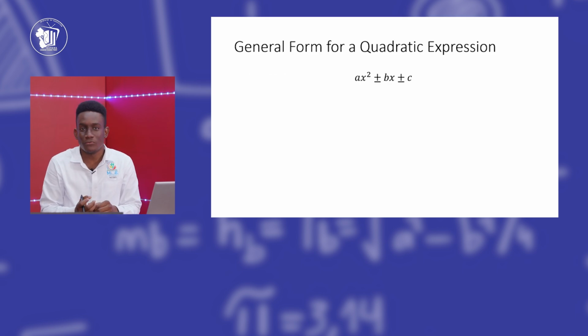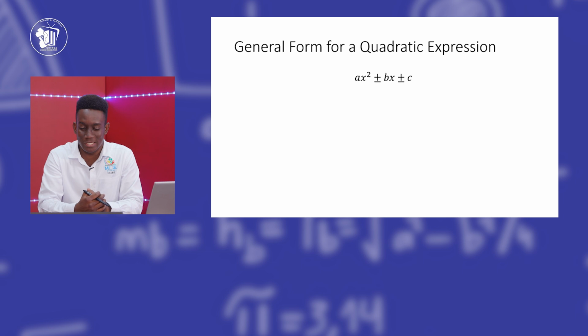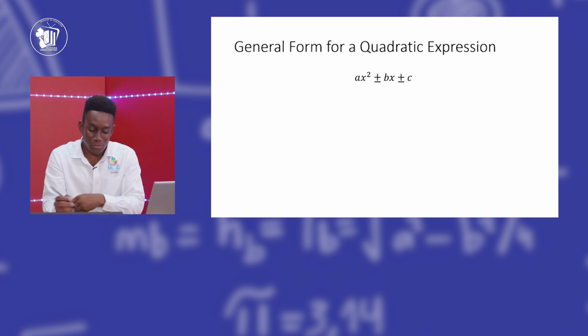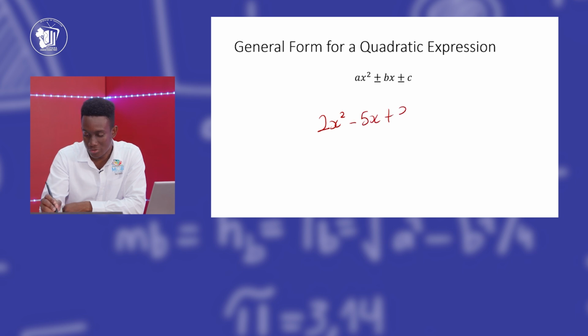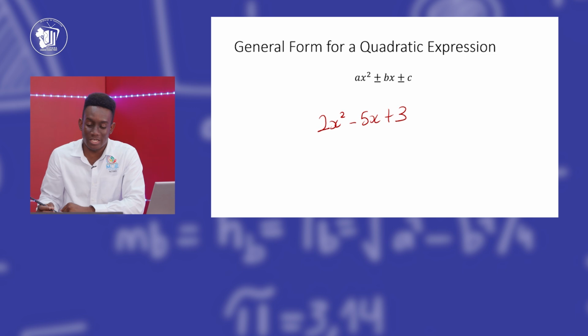So the general form for a quadratic expression is ax squared plus or minus bx plus or minus c. And this is the general form. So we know if we have an expression in this form, let's say we have 2x squared minus 5x plus 3, we know this here is a quadratic expression.